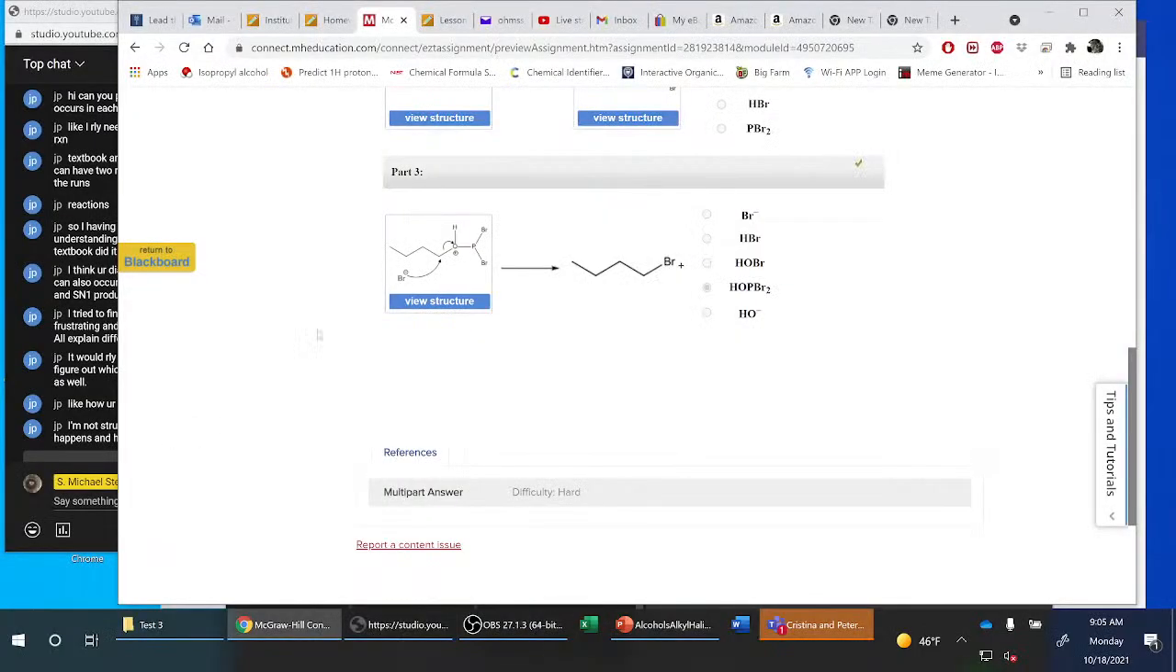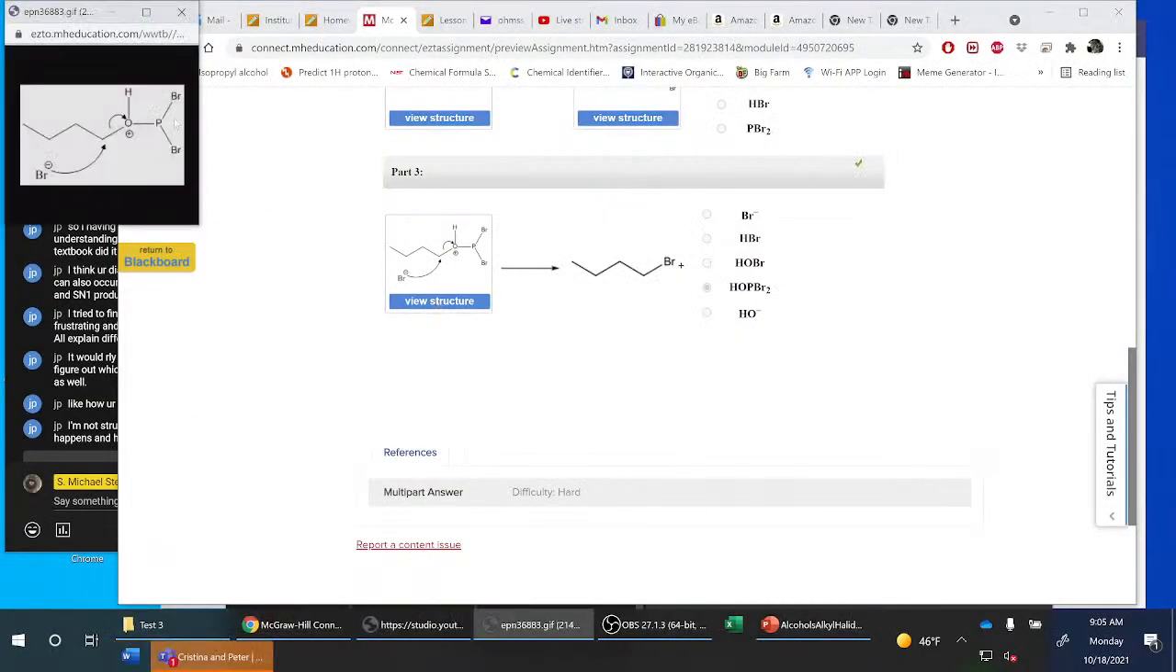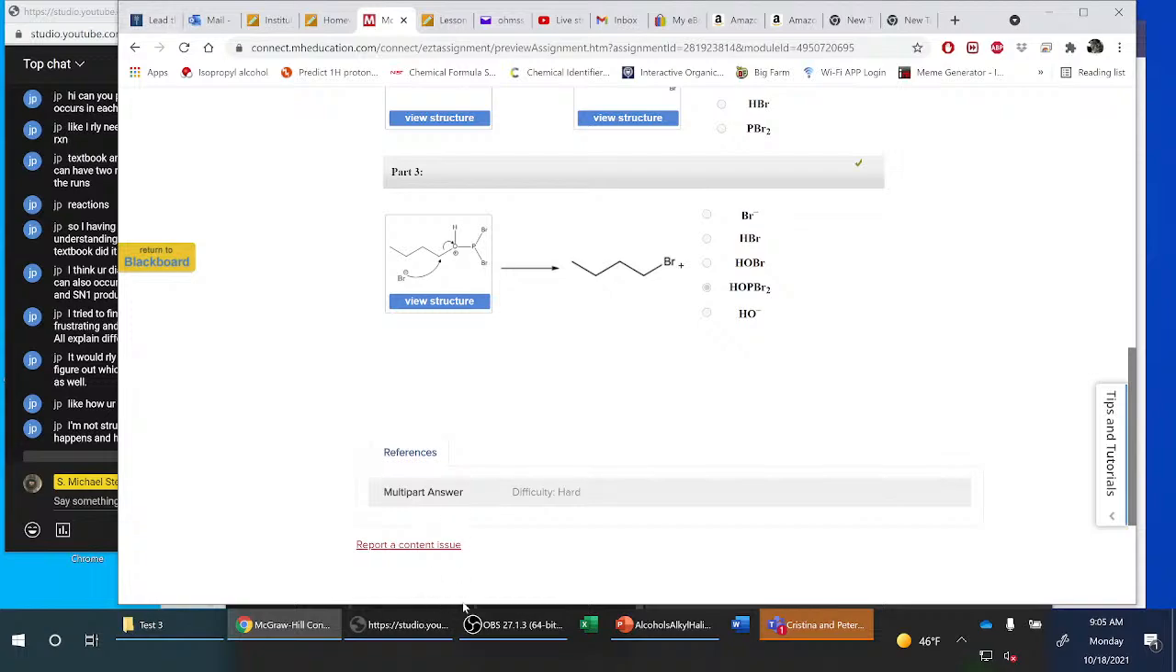Okay, so in terms of the actual mechanism, it's bromide attacking the carbon, that'll break the carbon-oxygen bond, and then you get this HOPBr3 structure. All right, so there's that question. A few more, and then I'll get to the questions I got asked in the chat: 28, 29, 36, 38, and 48.